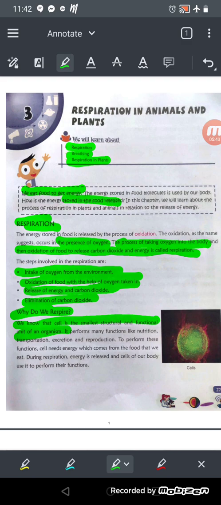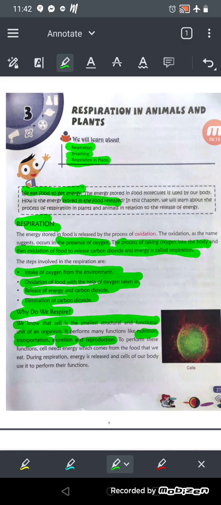For example, nutrition. We have learnt about nutrition in plants and animals. We'll learn about transportation. Then excretion. I have already discussed excretion in the nutrition in animals chapter, that it means elimination of the waste product from our body. And reproduction, that means to reproduce. So these all are performed by particular cells.